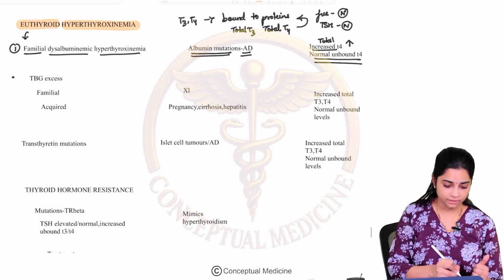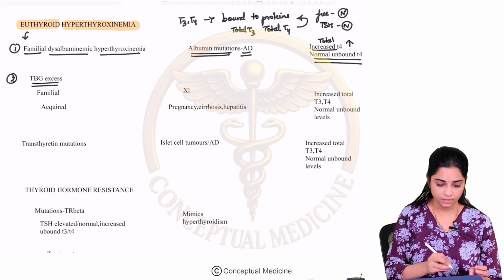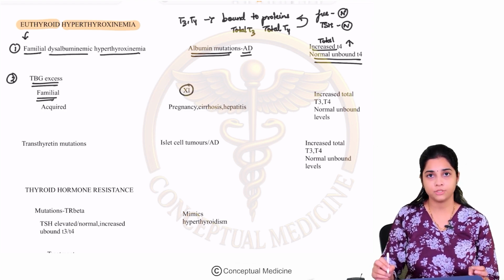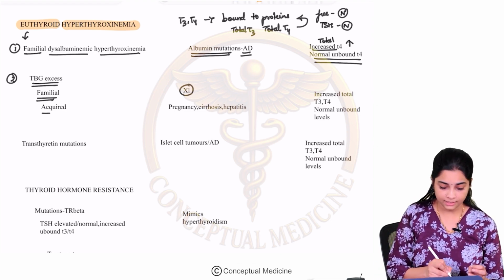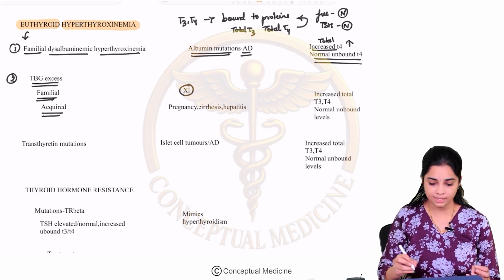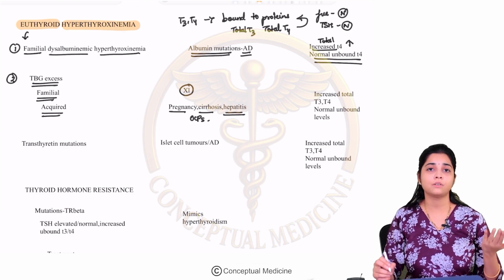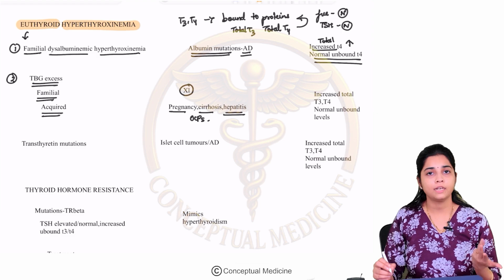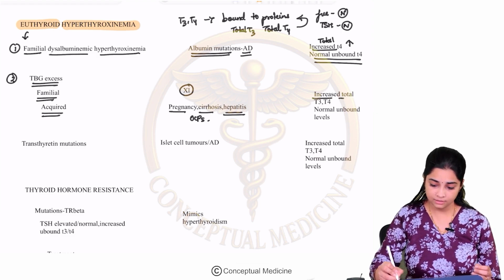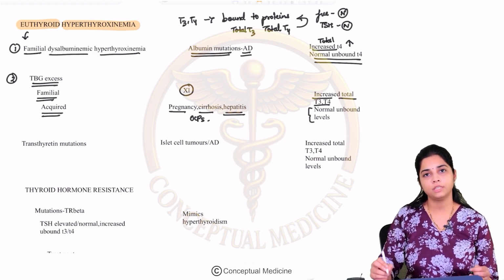Then, TBG excess, the other protein, which is your thyroid binding globulin. TBG excess can be familial, which is inherited as an X-linked form. Then it can be acquired. What are the acquired causes of thyroid binding globulin excess? Pregnancy, cirrhosis and hepatitis, or even drugs like OCPs. All of these can cause an increase in the TBG binding, and hence there is an increase in the total T3, T4, but again the free or unbound T3, T4 are normal.